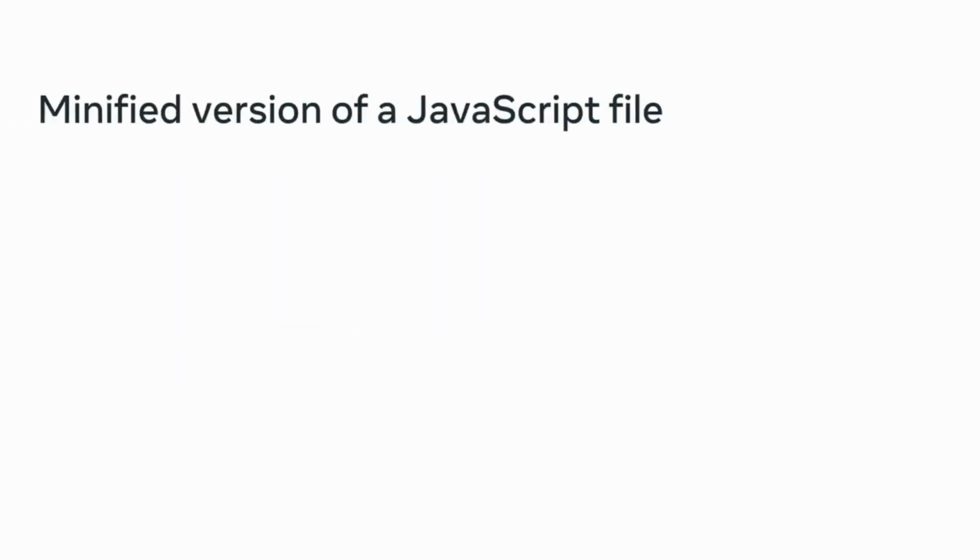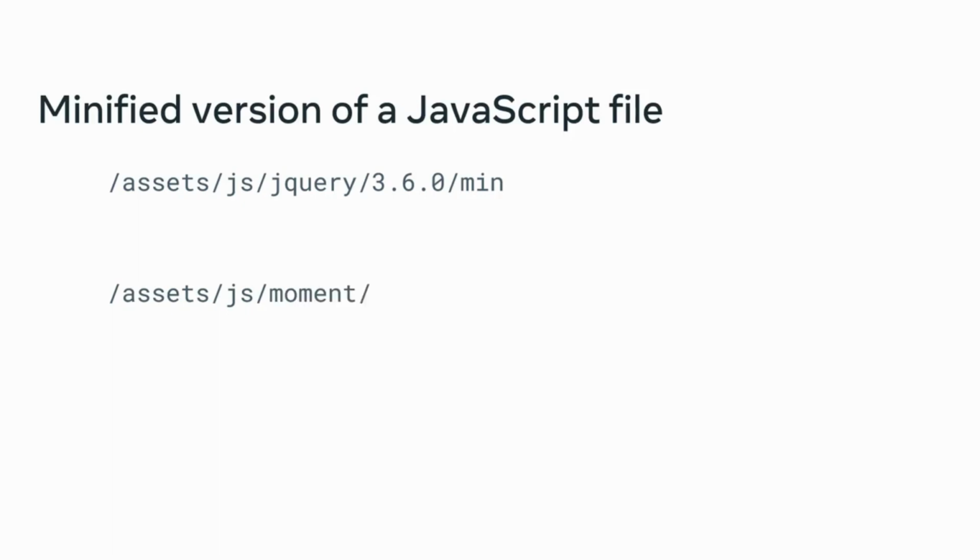Similarly, to deliver a minified version or source version of a JavaScript file, you use API endpoints like /assets/js/jquery/3.6.0/min, or /assets/js/moment/2.29.4/original. But what if you need to filter a collection or perform a search?